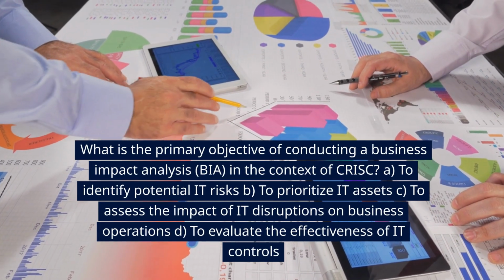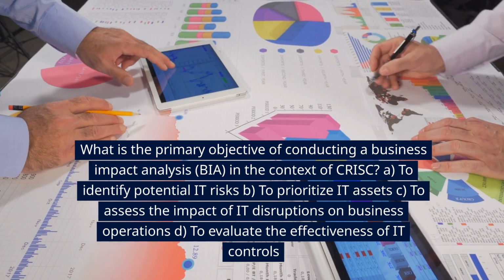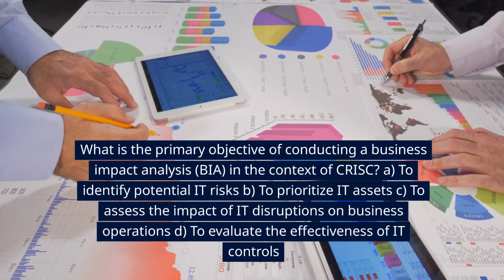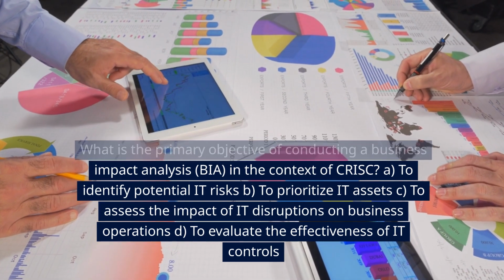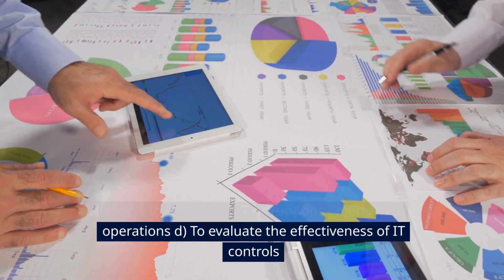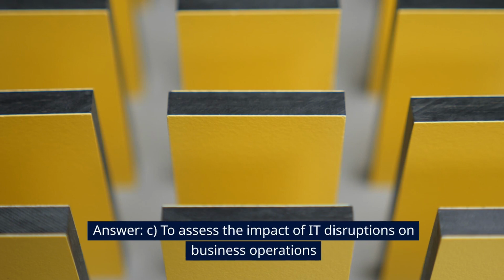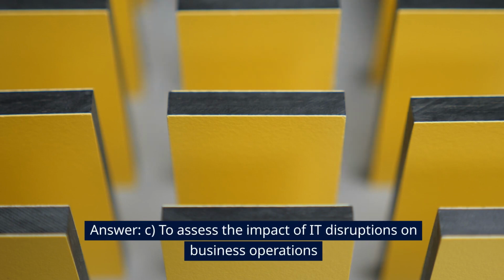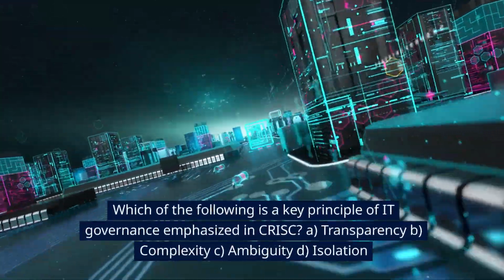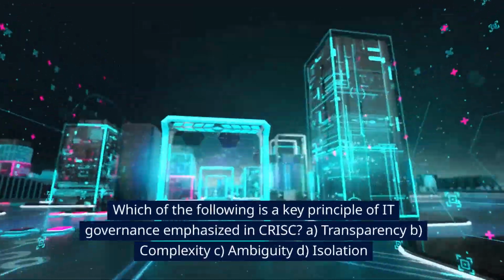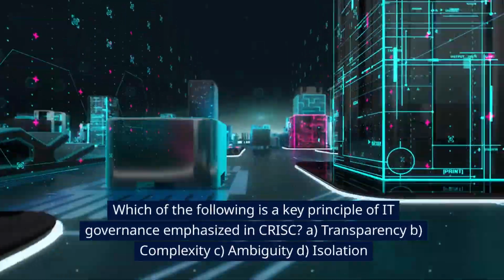A. To identify potential IT risks. B. To prioritize IT assets. C. To assess the impact of IT disruptions on business operations. D. To evaluate the effectiveness of IT controls. Answer: C. To assess the impact of IT disruptions on business operations. Which of the following is a key principle of IT governance emphasized in CRISC?